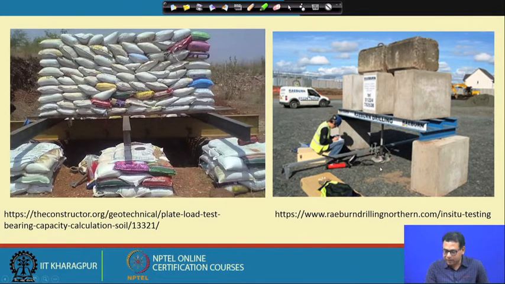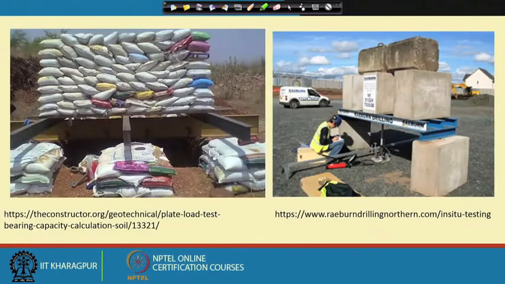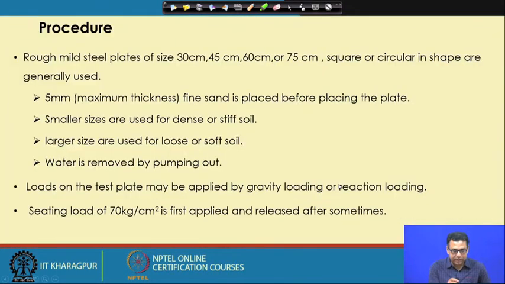The dial gauges are used to measure the settlement, and sometimes proving rings are also used to measure the load that is applied. A load cell can also be used to measure the load. Sometimes in place of a dial gauge, an LVDT can also be used to measure the settlement. Ultimately, on a plate we are applying a load and measuring the settlement, and this is done in the field. This is the total procedure of the plate load test.